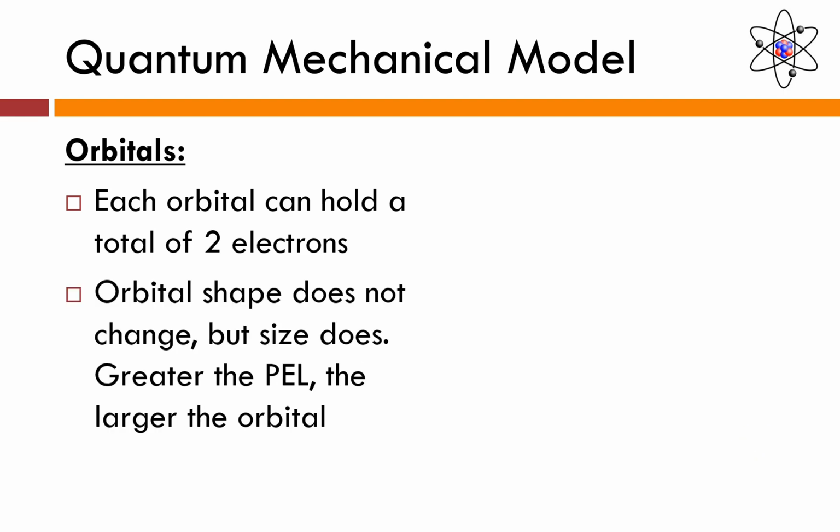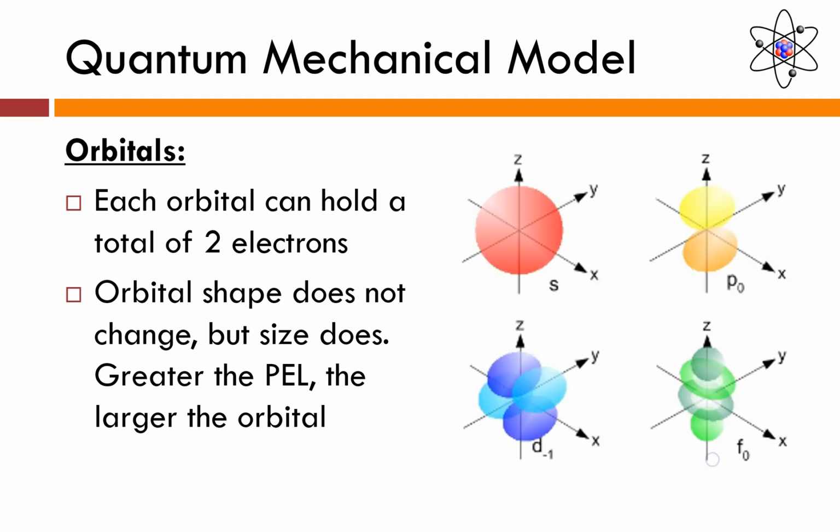Orbital shape does not change, but size does. The greater the principal energy level, the larger the orbital. So for example, we have s orbitals that look like spheres. I have a 1s, a 2s, and a 3s sublevel, and consequently a 1s, 2s, and 3s orbital. They're all going to have the same shape. They're spherical, but as you get to larger and larger numbers, you're going to get larger and larger orbitals. So again, the shape stays the same, but the size is going to increase as you get further and further away from the nucleus. Or another way of saying that, you end up with a larger, or higher, principal energy level.